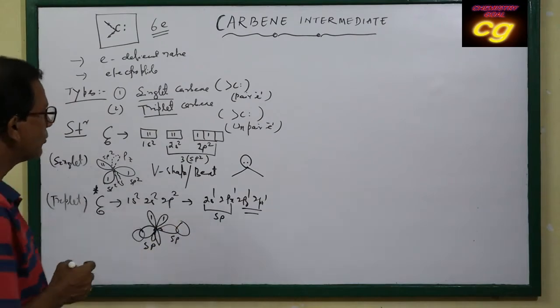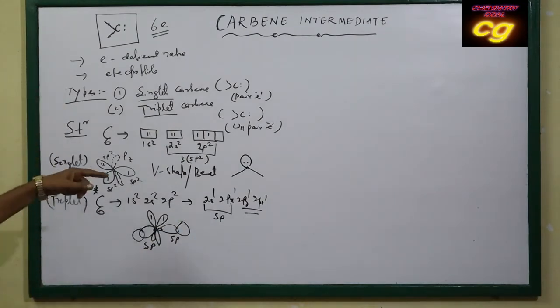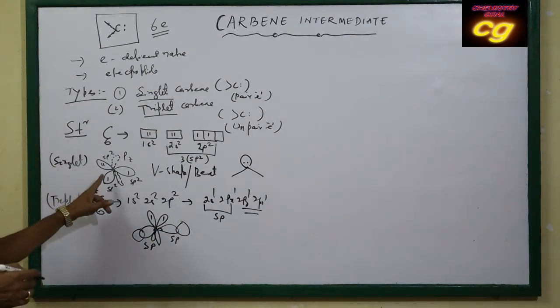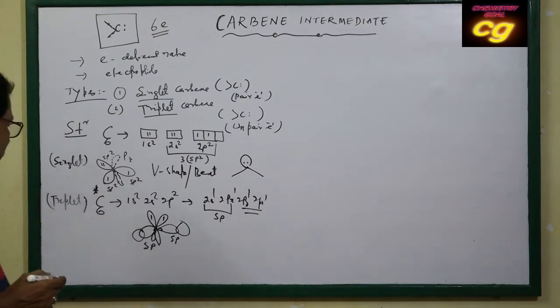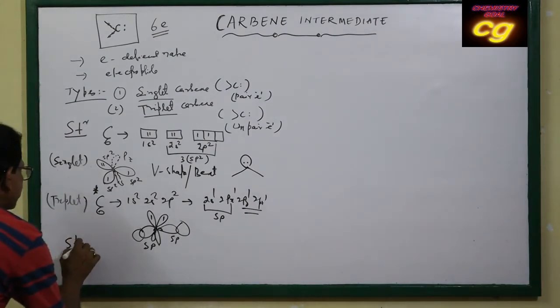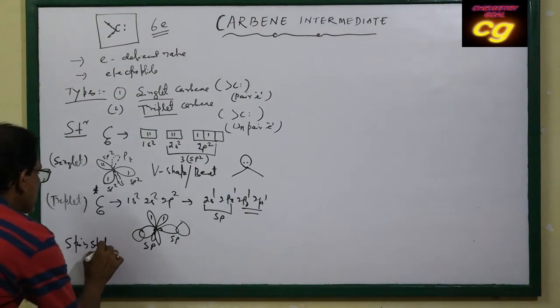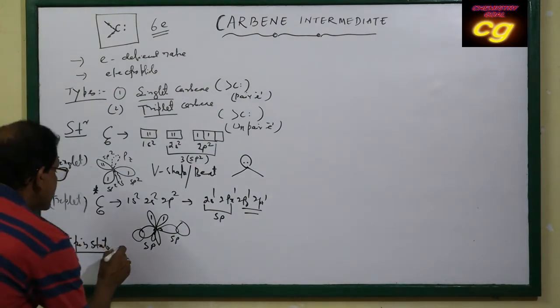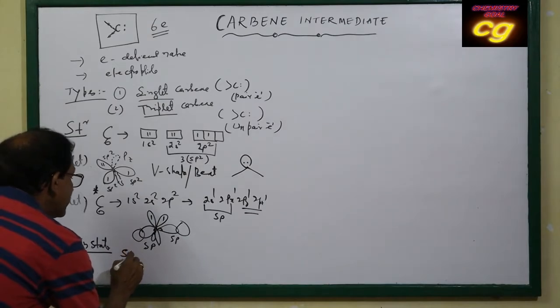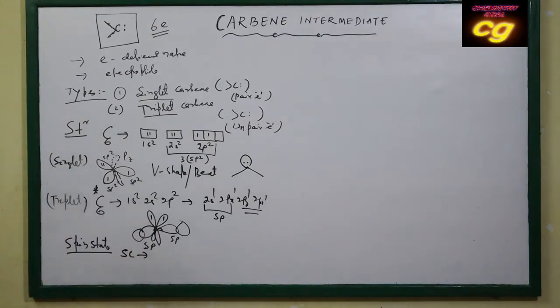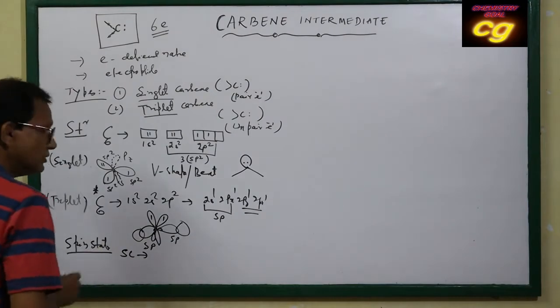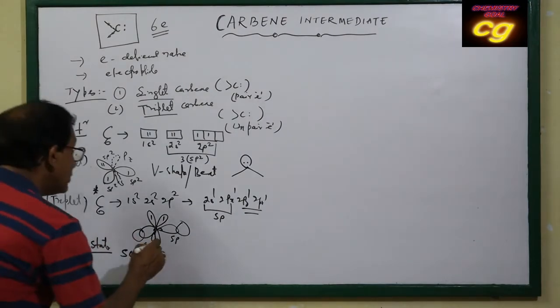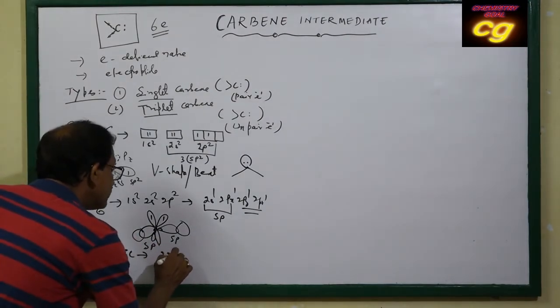But how are they produced, and why is one called singlet carbene and the other triplet carbene? It is because of the spin state. If you calculate the spin state for singlet carbene, short form SC, the spin multiplicity is 2S plus 1.